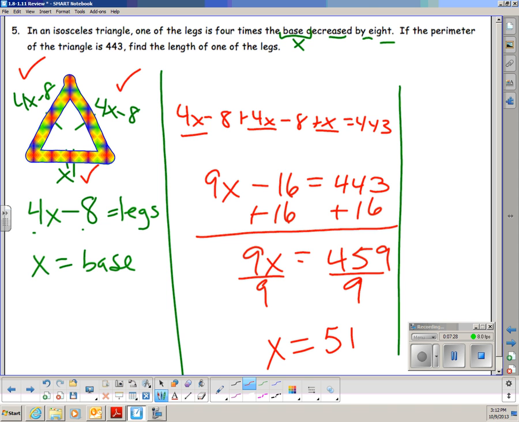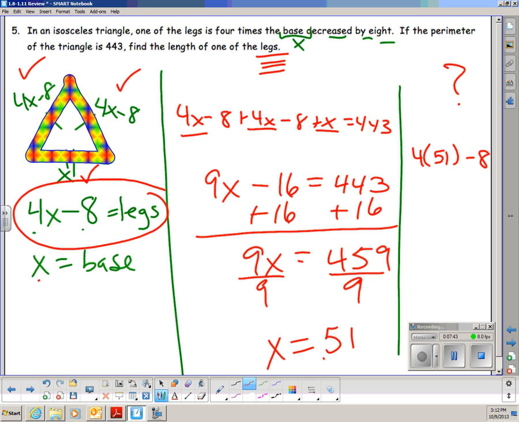We have to read the question. The question said I want to find the length of one of the legs. X was not the leg. X was the base. So I have to take the leg expression and plug in my x value. So I have 4 times 51 minus 8. 4 times 51 is 204. 204 minus 8 is 196, which is how much one of the legs is.